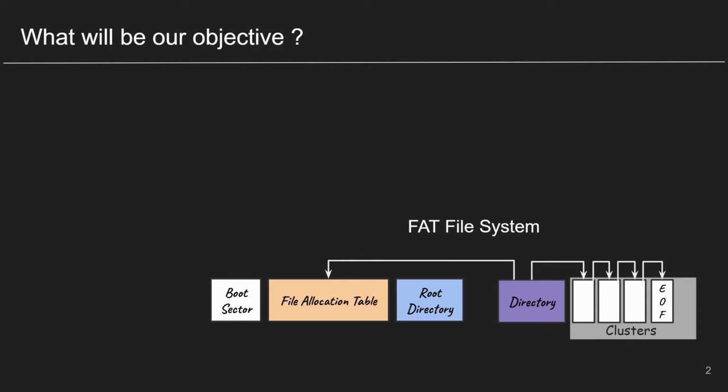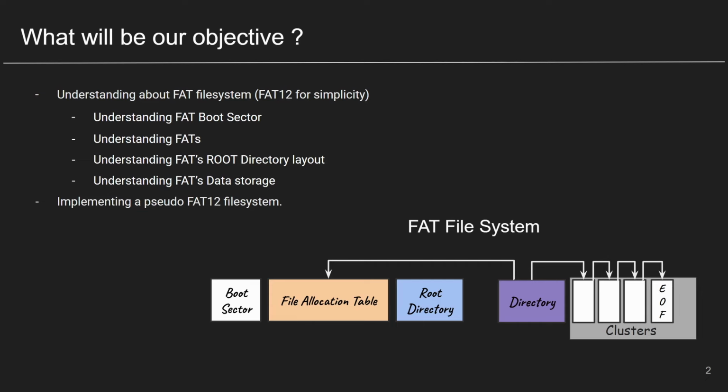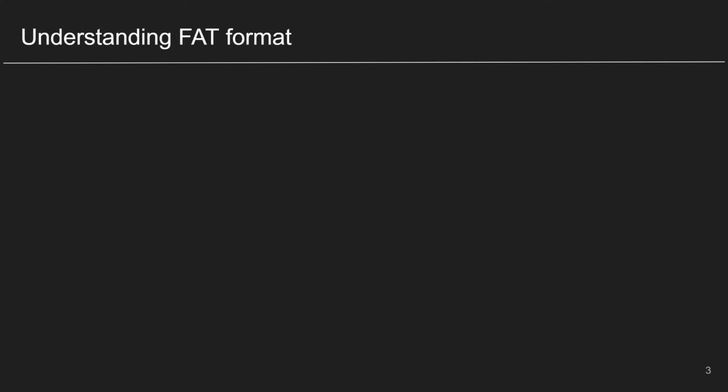So what will be our objective? Understand the FAT file system and the various building blocks of it, like the boot sector, understanding FATs, understanding the FAT root directory, understanding FAT's data storage. And finally, we will be bringing it all together by implementing a pseudo FAT12 file system. Let's start with the basics.